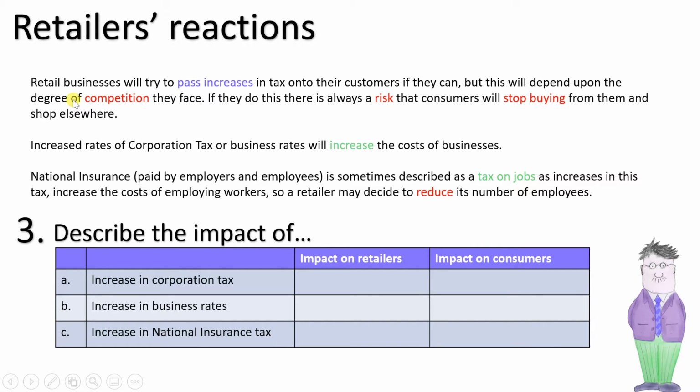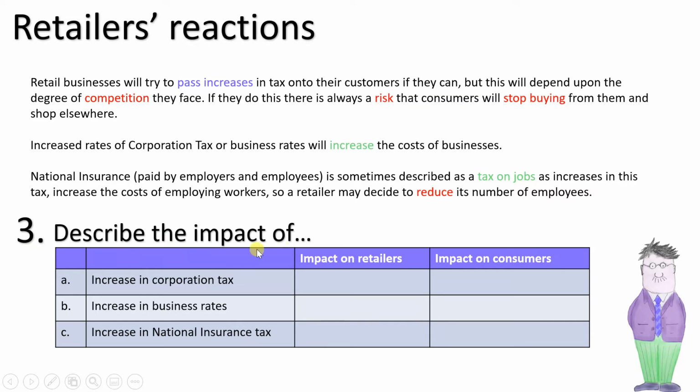Retailers' reactions. Retail businesses will try to pass increases in tax on to their customers if they can, but this will depend upon the degree of competition they face. If they do this, there is always a risk that consumers will stop buying from them and shop elsewhere. Increased rates of corporation tax or business rates will increase the cost of businesses. National insurance, paid by employers and employees, is sometimes described as a tax on jobs, as increases in this tax increase the costs of employing workers, so a retailer may decide to reduce its number of employees.